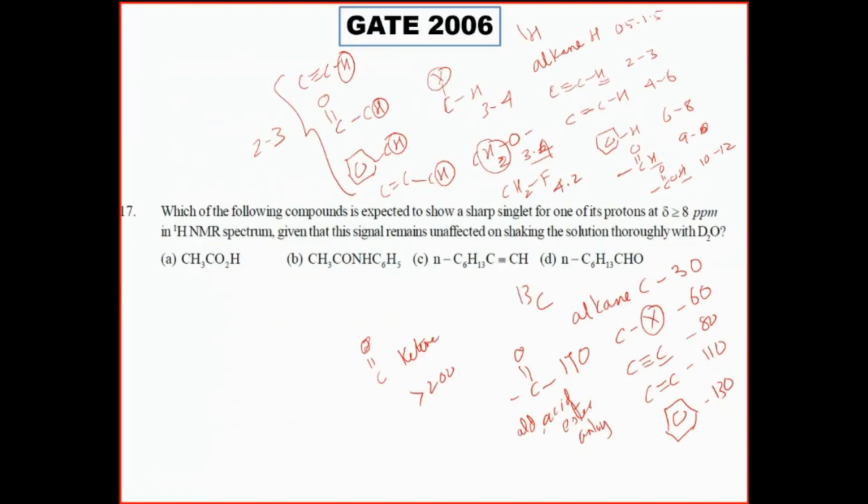Okay, first problem. Which of the following compounds is expected to show a sharp singlet for one of its protons at delta greater than 8 ppm? This signal remains unaffected on shaking with D2O.